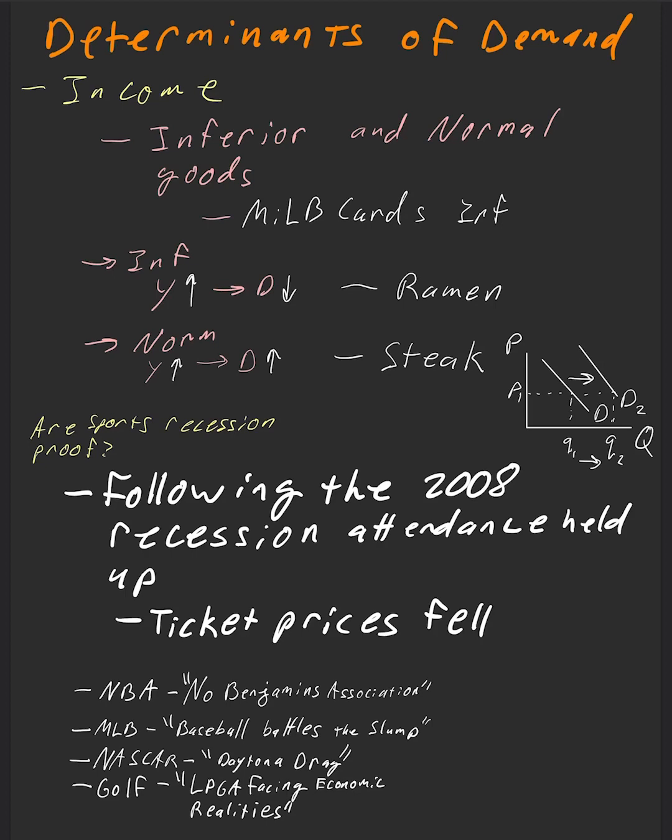Okay, so income is an important thing to think about, and one of the main things that affects income at the aggregate level, at the macroeconomic level, is recessions. So some people ask the question, are sports recession proof? Well, we saw following the 2008 recession that attendance actually held up, but it did so at the consequence of ticket prices falling, right? So sports game attendance, ticket purchases, they're not recession proof because the prices had to fall in order to keep attendance up, right? So that's one way we'd think about income and ticket prices.